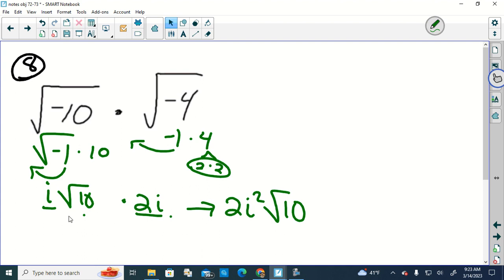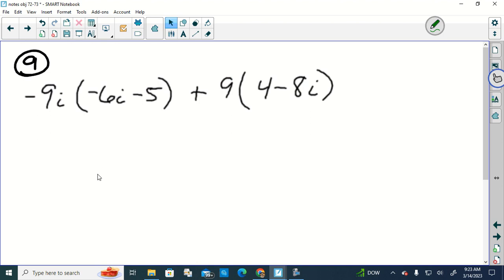But we have an i squared, so that i squared turns to a negative 1. So a negative 1 times 2 is going to make that a negative 2 rad 10. So basically every time you see an i to the second outside of the radical, it's going to change to a negative 1, convert to a negative 1.